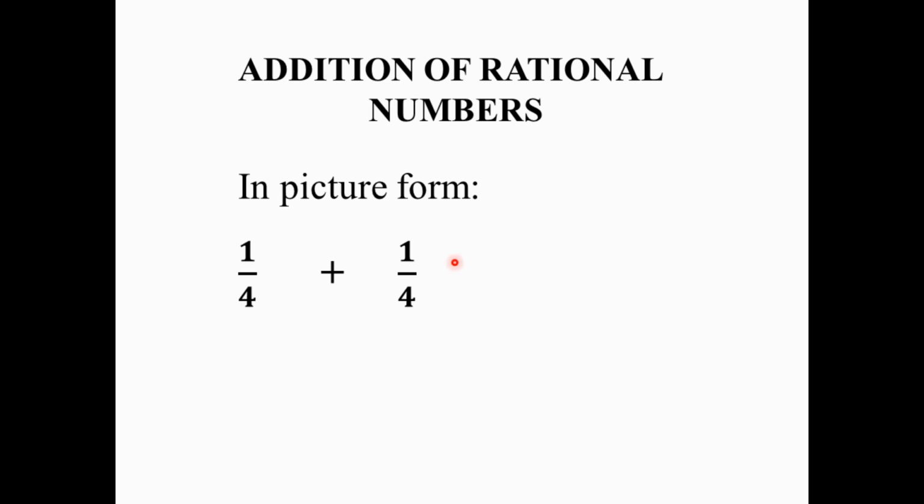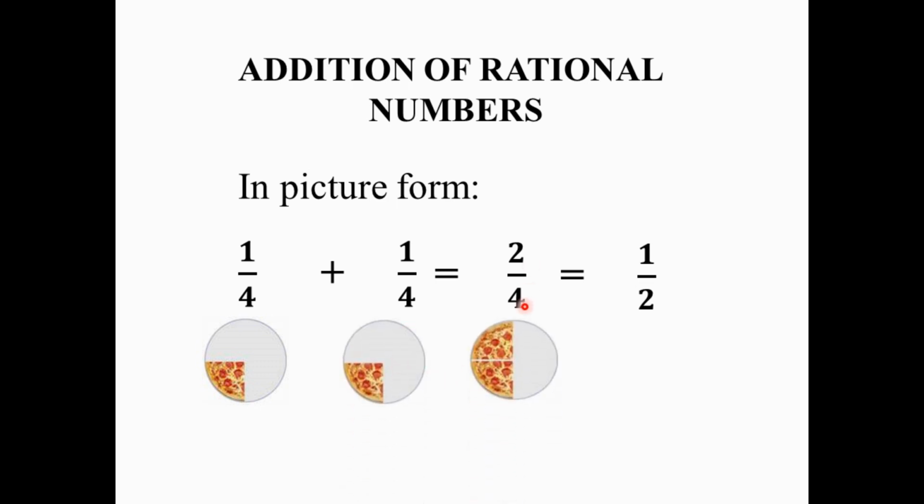Now, let me show you in picture form. This is the picture form of 1/4. We have here 4 slices of pizza, then 1 slice remains, so 1 out of 4. With this, 2 over 4 after adding, so we have now 2 slices out of 4. So 2 over 4 is equal to 1/2. Alright?